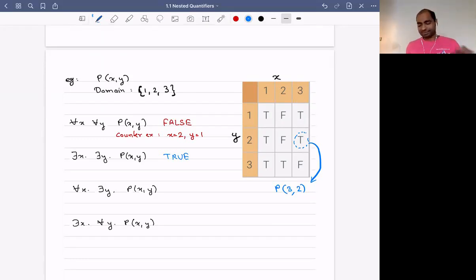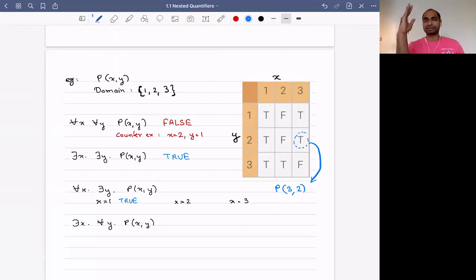For all x, does there exist a y such that pxy is true? So what we're doing is we're varying the x first. So pick an arbitrary x. x can be 1, x can be 2, x can be 3. So when x is 1, I'm looking at the first column, and I'm asking, in this column, does there exist a y such that pxy is true? And the answer is yes, there exists one y such that pxy is true. So here we get true.